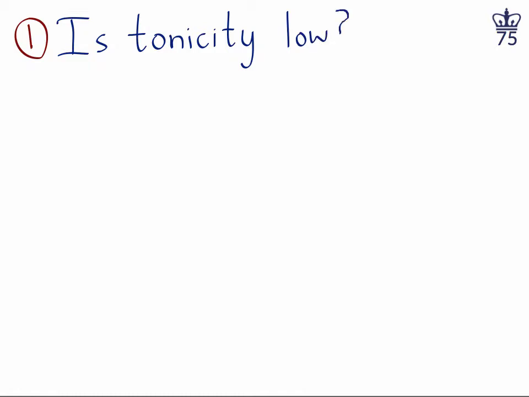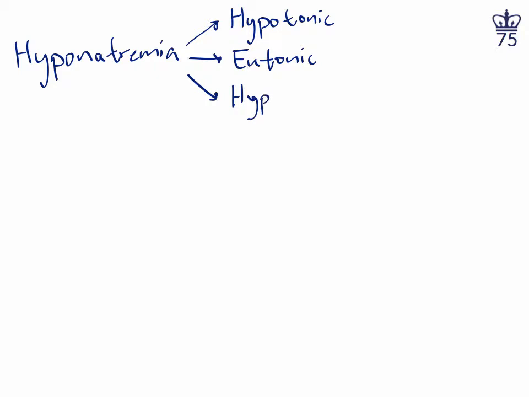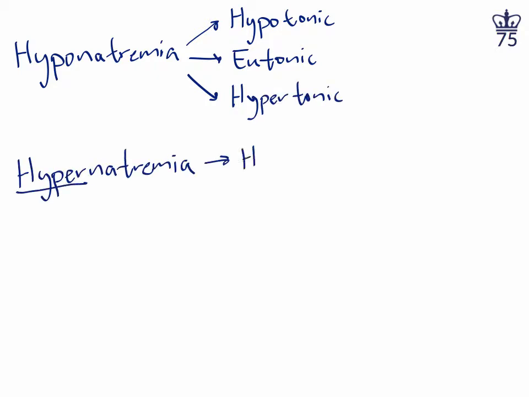This brings us to the first step in approaching a patient with hyponatremia. Step 1. Determine whether the sodium value you encounter is actually reflective of a low tonicity. This is important because hyponatremia can actually occur at any tonicity: hypotonic, eutonic, or hypertonic. This is in contrast to hypernatremia, which is always a hypertonic state.